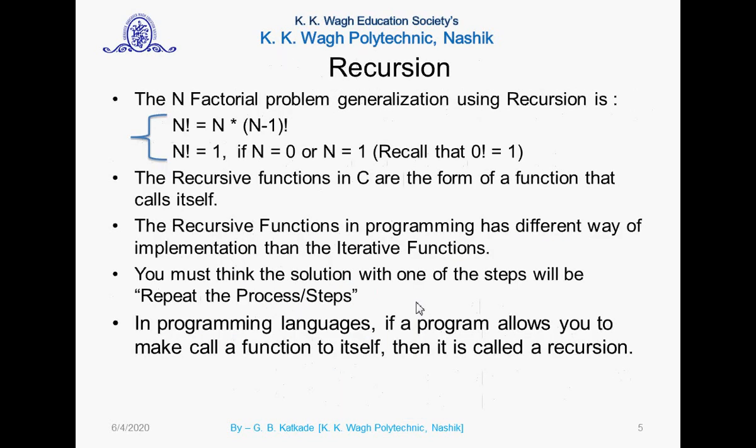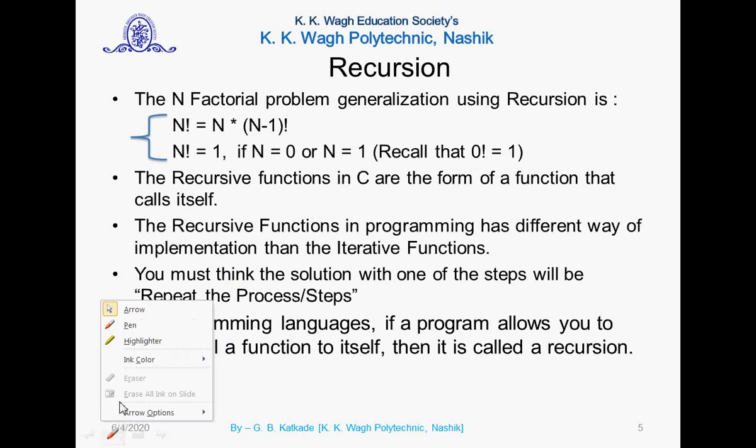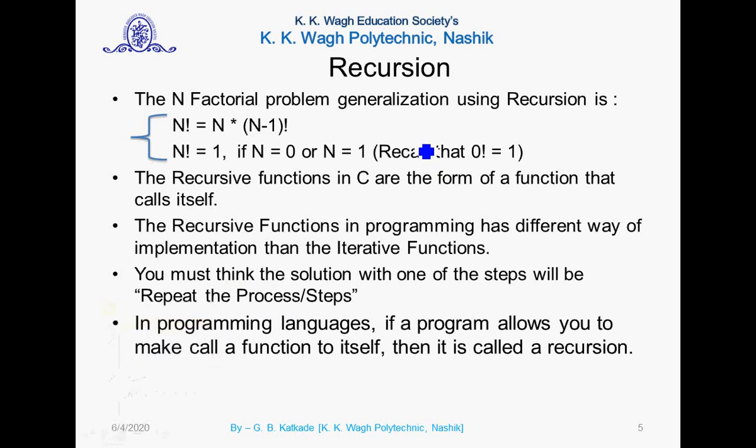The generalization of the problem for the factorial of a number is given as: n factorial is equal to n into factorial of n minus 1 for n greater than 1, and n factorial is equal to 1 if n is equal to 0 or n is equal to 1. This is the mathematical rule that should be followed, that factorial of 0 or factorial of 1 is 1. This is the final solution, we know that.